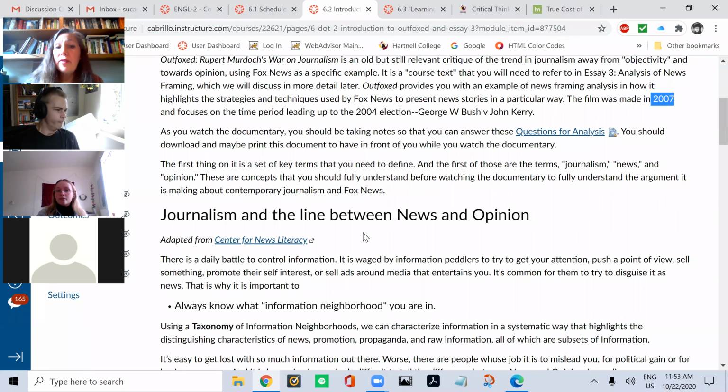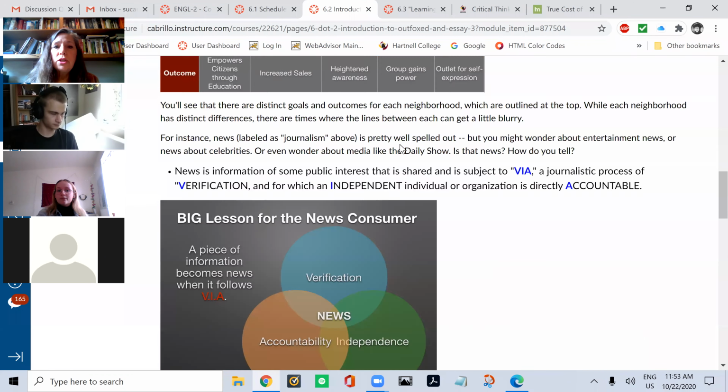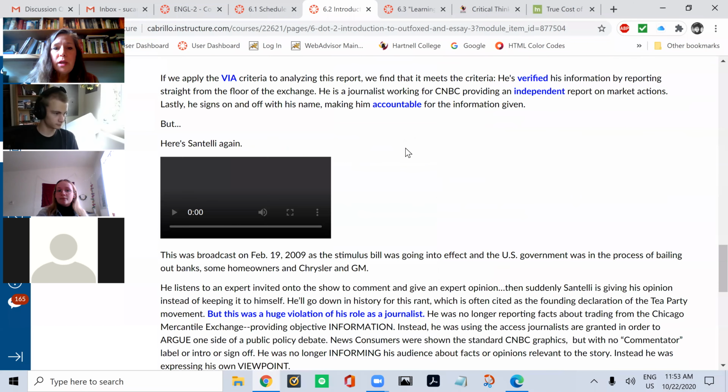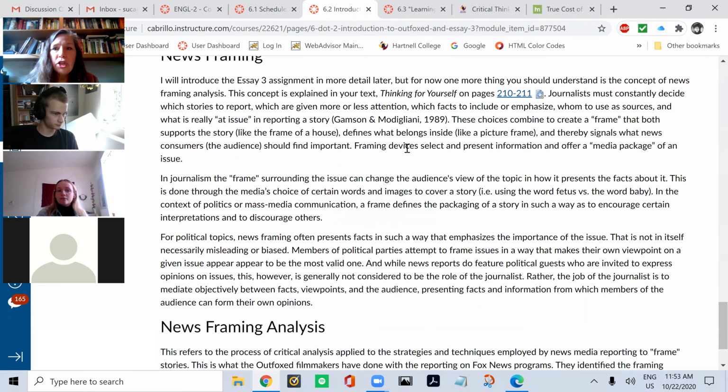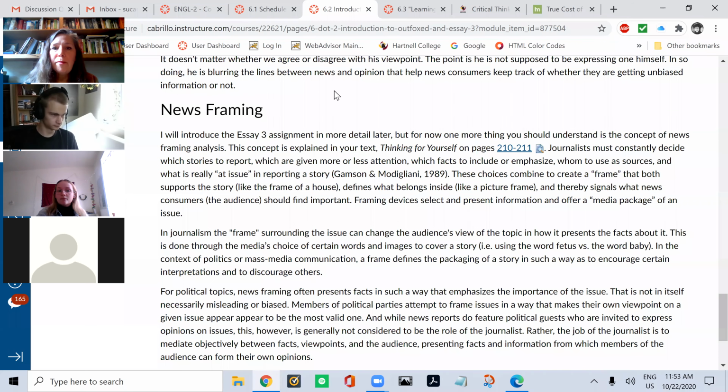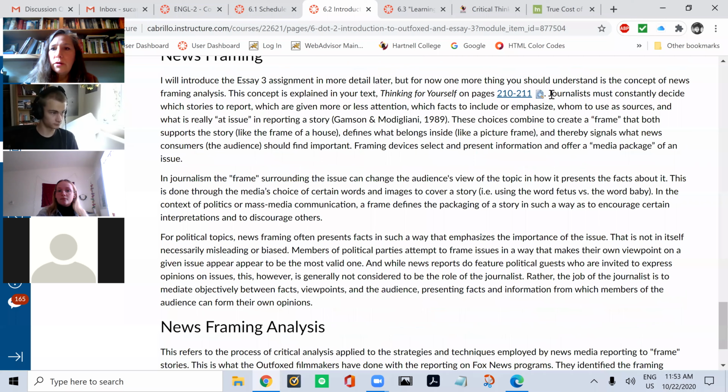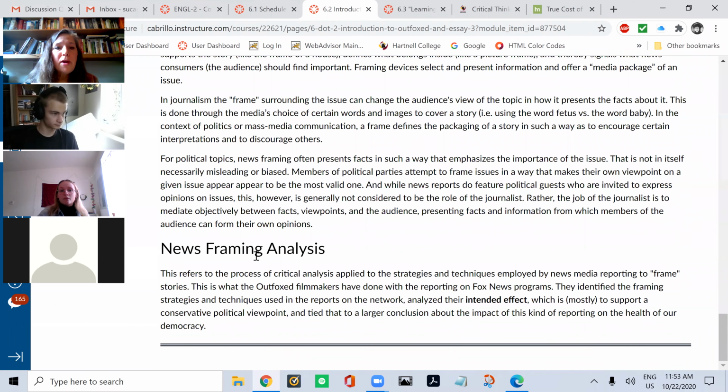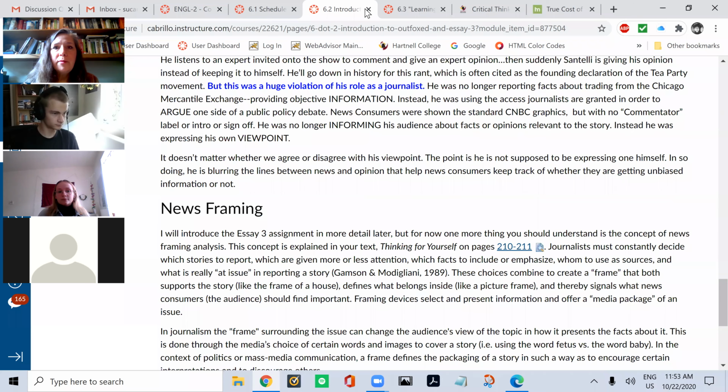Okay, so I'll stop talking about that. You guys will talk about that, and we'll all talk about it next week. But this is what you need to look at before you watch the documentary. Is this page of lecture information. It talks about news framing here. It references some pages in the text, which are presented right here. And it talks about news framing analysis. What is it? Okay, let me close that.